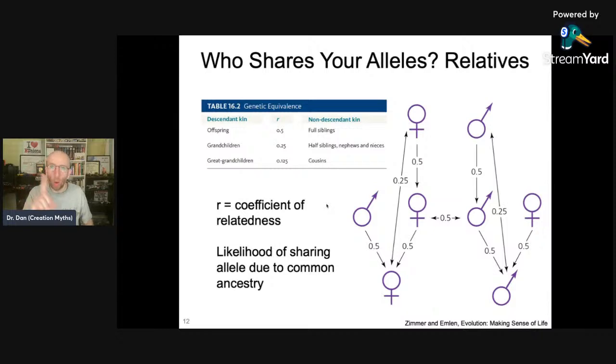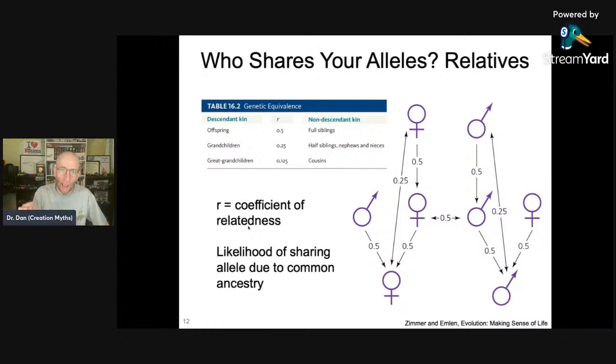So the question is, who shares your alleles? It's about other people with your alleles passing them on to their offspring. That's your indirect fitness. Close relatives share your alleles. Looking at this figure, we need to define a term: r, lowercase r, the coefficient of relatedness. R is a very specific thing. It's the likelihood of sharing an allele due to common ancestry. It's not how genetically similar you are.